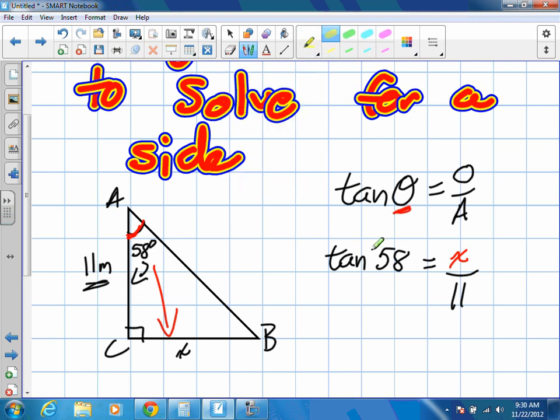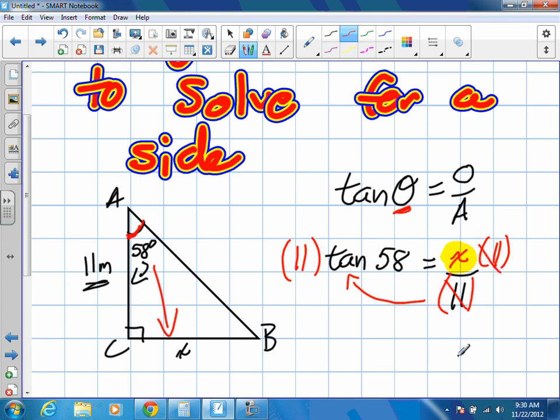Whenever we're trying to solve for an unknown, the whole idea is to get the unknown by itself. So how can I move 11 to the other side of the equation, or eliminate it? We multiply both sides by 11, or as you usually know it, when you move it to the other side. Really what we're doing is multiplying both sides by 11, and these two create a 1, so we're left with x. So x is equal to 11 times tan 58.